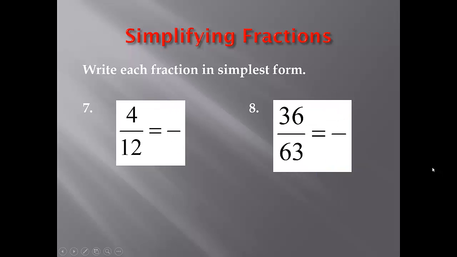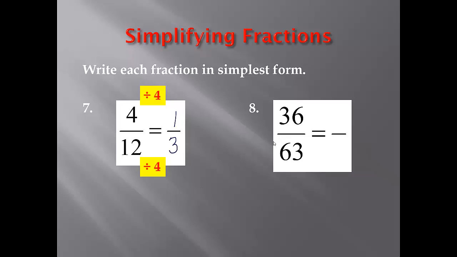Now we're going to continue with a couple more examples. So for number 7, our fraction is 4/12. We need to figure out our greatest common factor for 4 and 12. And that greatest common factor would be 4. So we're going to divide the numerator and the denominator by 4. And 4 divided by 4 is 1. And 12 divided by 4 is 3. So 4/12 would simplify to 1/3.